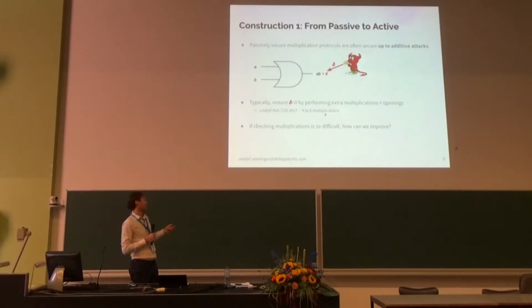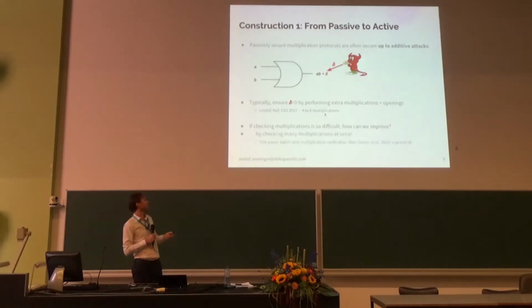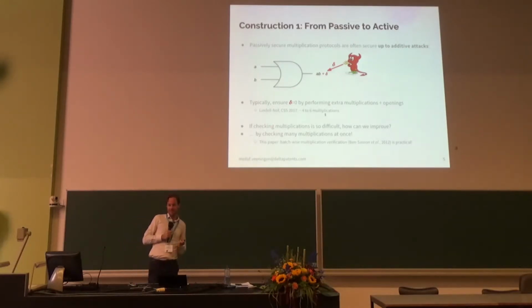So that's quite an overhead, so that gives you an overhead for adding active security to a passively secure protocol of basically a factor of 4, 5, 6. So how can we improve it? If checking multiplication is so difficult, then how can we try to improve it? And the solution we propose here is simply not to improve the way that multiplications are checked. Instead, we're going to check many multiplications at once in one single check.